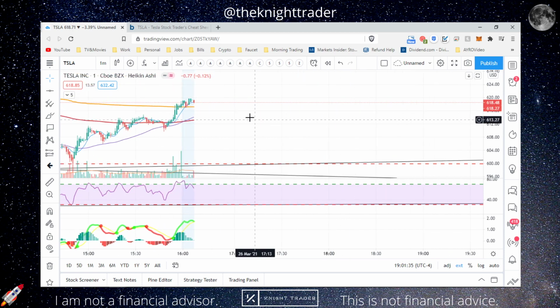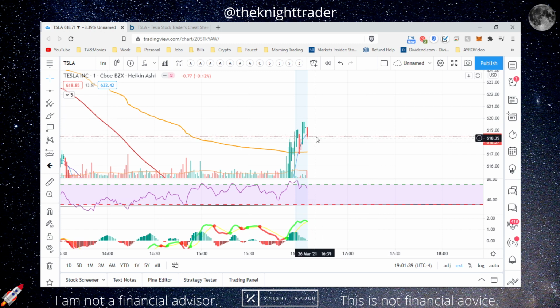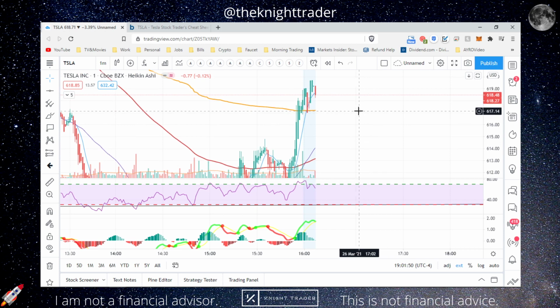Are we over the 9? Looks like we're right in the, did we close above it? No, we closed right below it. I don't like that. Closing right below it, yeah, I think we're going to end up with a gap down. But we have multiple levels of support. We have support at 617.